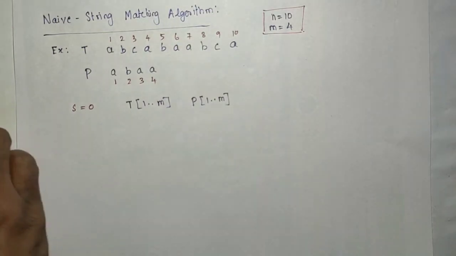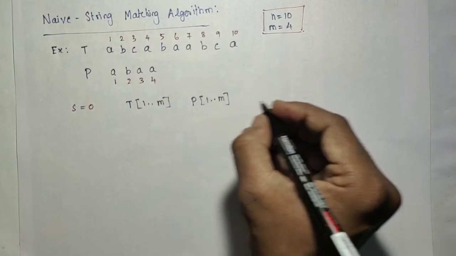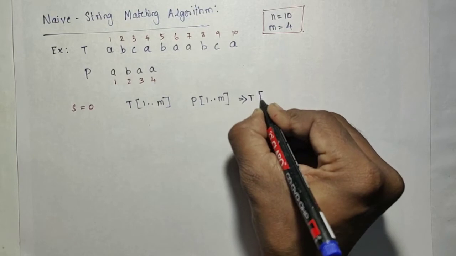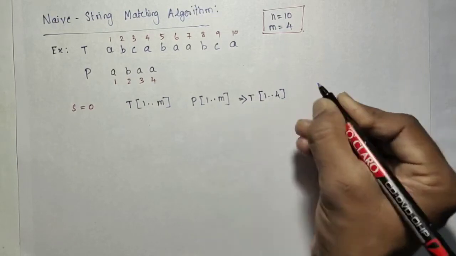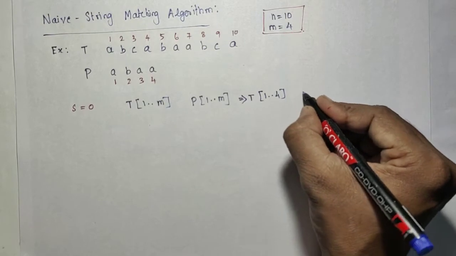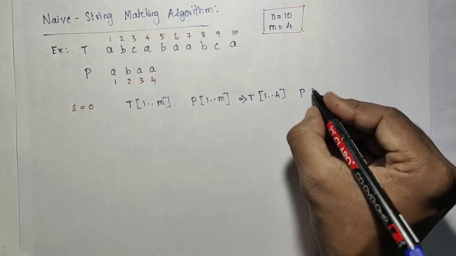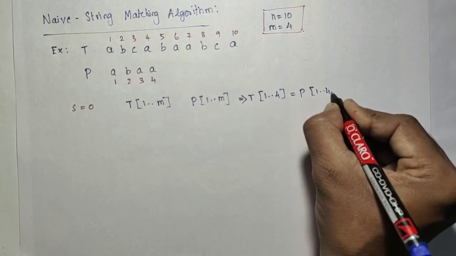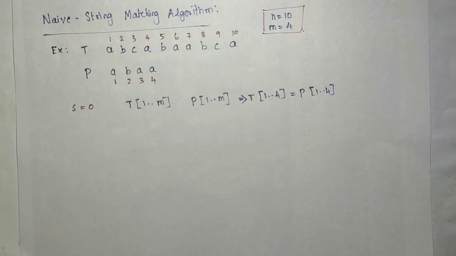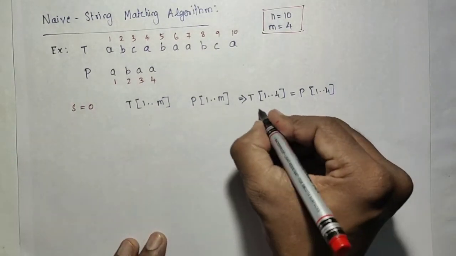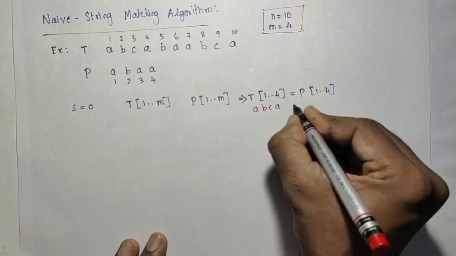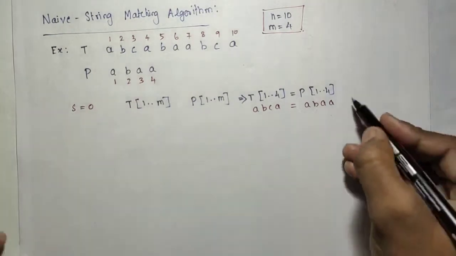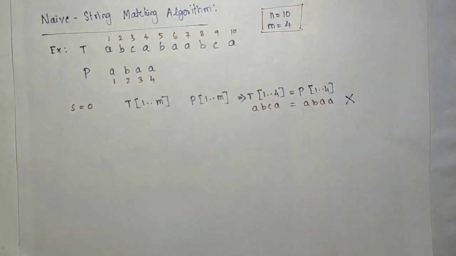This one will be compared. It means t of 1 to m, which is 4, is compared with p of 1 to 4. We have to compare whether they are equal or not. Here it is ABCA, compared with ABAA, like that we are comparing. So the result is not equal. It is not found.